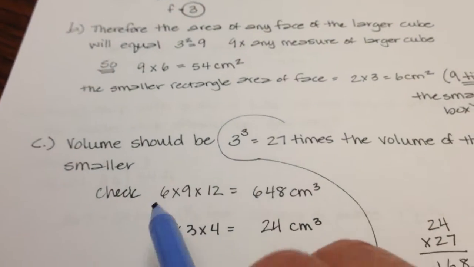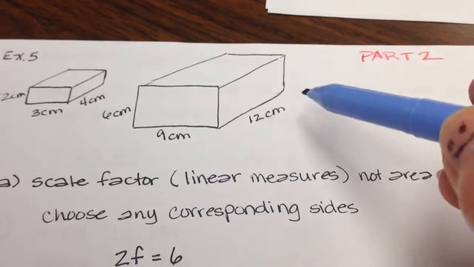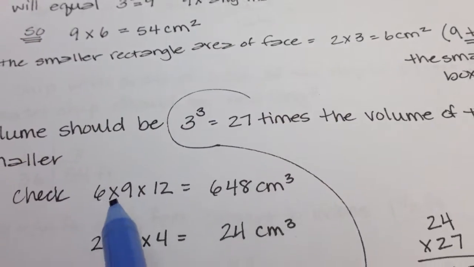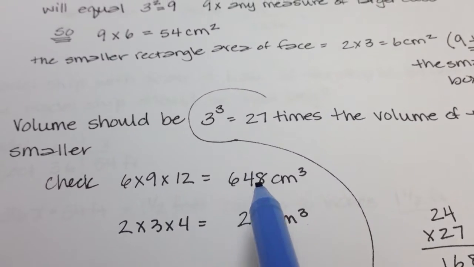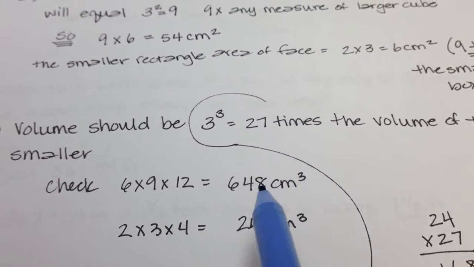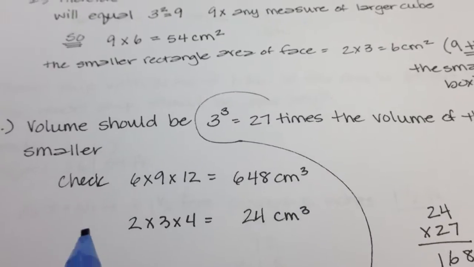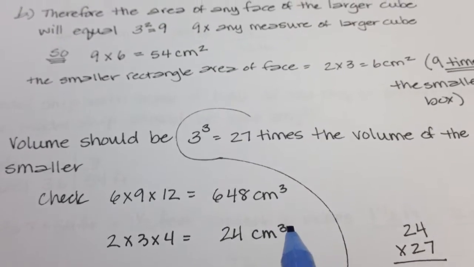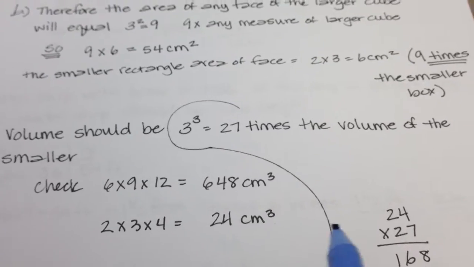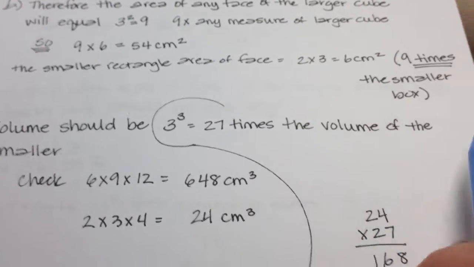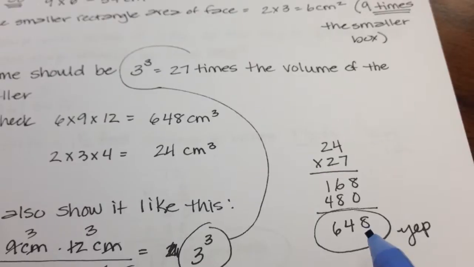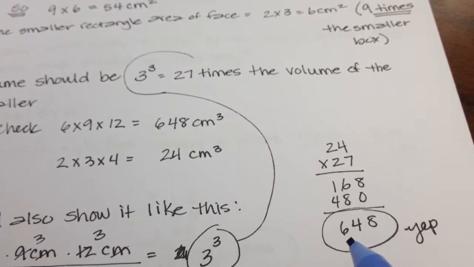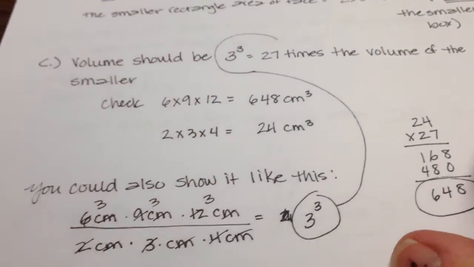So let's check it out. We can just take all of our numbers, so the larger one comes out to 648 centimeters cubed. The smaller is 2 times 3 times 4, which is 24 centimeters cubed. Well, let's just see if 24 times 27 is 648, and ta-da! It is. So, yep, that works.